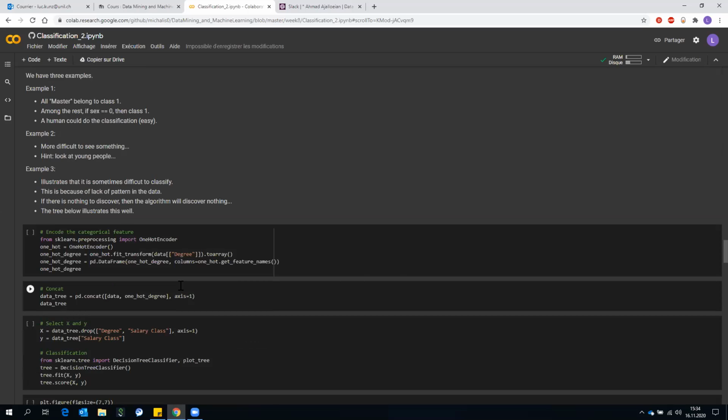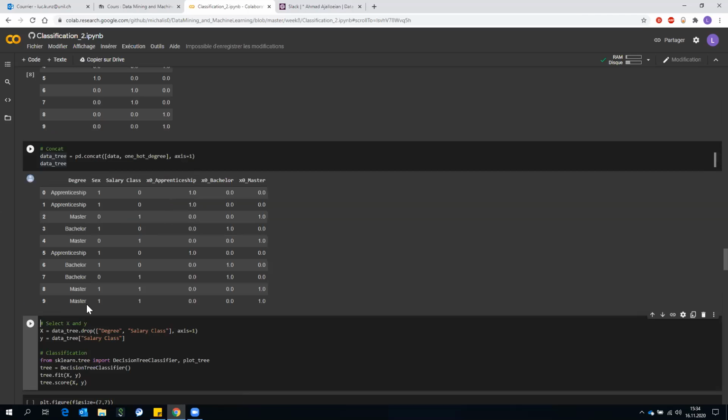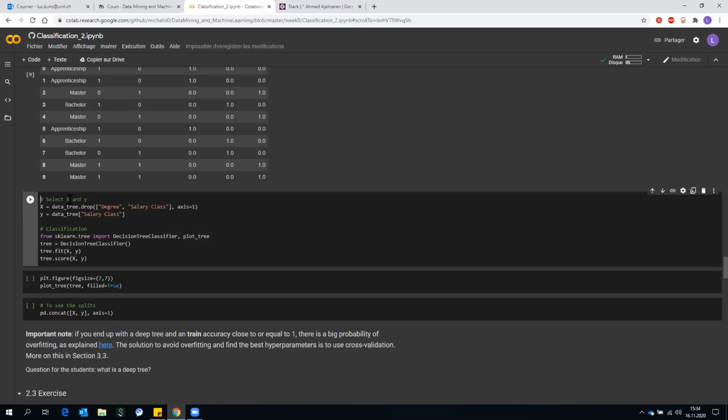Okay, we will go further with the first example. So I encode the categorical feature using one-hot, as we already saw in previous labs. So it looks something like this. Then I concatenate the data frames, so we have done something like this. I select X and Y, and I do the classification. So from sklearn, I import the decision tree classifier and plot_tree. This is useful to plot the tree. We will see this. I fit and I compute the score. So this is the accuracy score. And then I plot the tree.